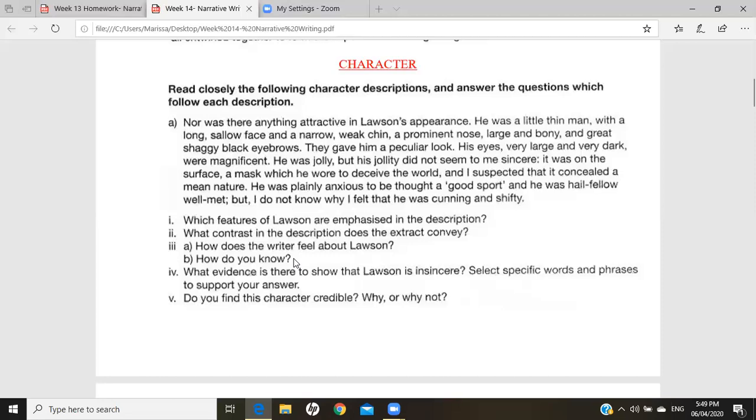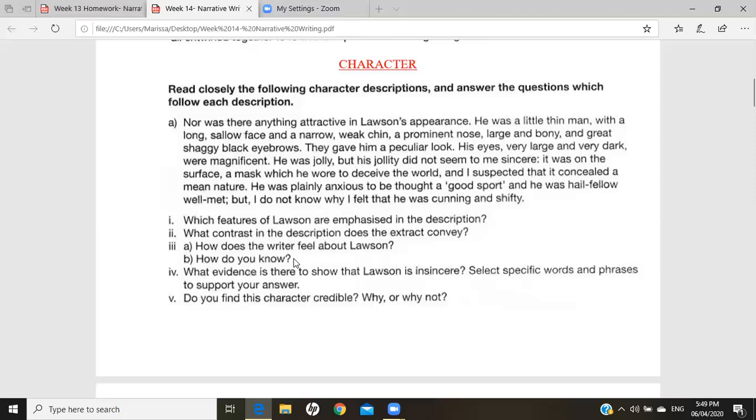Yes, I think especially the first line. No one said anything attractive in Lawson's appearance, so we got an idea that this writer, from the first line, doesn't like anything about him. Yeah, because they say nothing was attractive about Lawson.